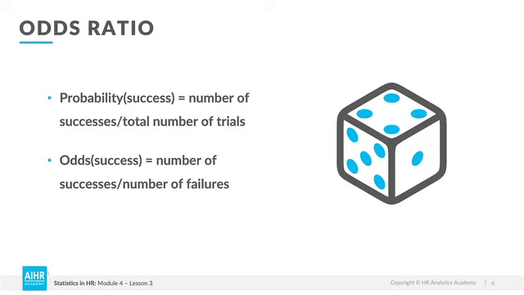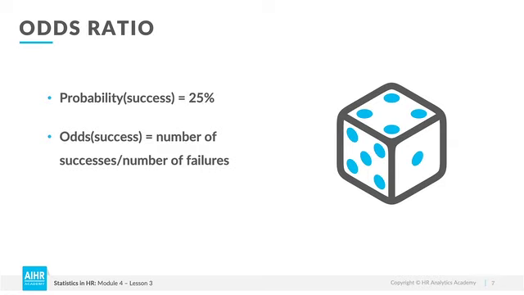Probability of success is the number of successes divided by the total number of trials. The odds of success is the number of successes divided by the number of failures. For instance, you have a probability for success of 25%. That means that in 4 trials, you have 1 success and 3 failures. Therefore, your odds ratio is 1 divided by 3, which is 0.33. However, if you have a 50% chance for success, you have an odds ratio of 1, as 1 divided by 1 equals 1. The higher the odds ratio, the higher your chances of success. You can always turn an odds number into a probability number and vice versa.